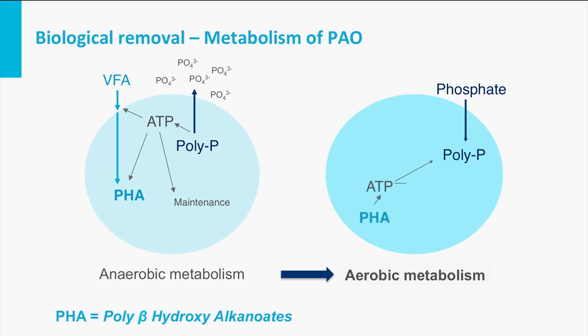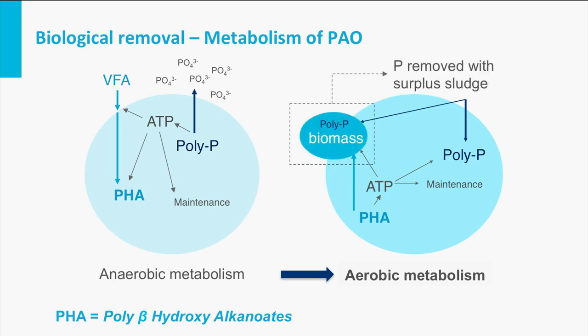The intracellular stored PHA is used to generate energy, to restore the poly-P pool, maintenance and biomass growth. Net removal of phosphate from the water is achieved through the removal of the net biomass growth, the waste activated sludge. This happens after the aerobic phase, so when the PAO are filled with poly-P. If enough VFA is available during the anaerobic period, effluent orthophosphate concentrations as low as 0.2 mg P per liter can be reached.